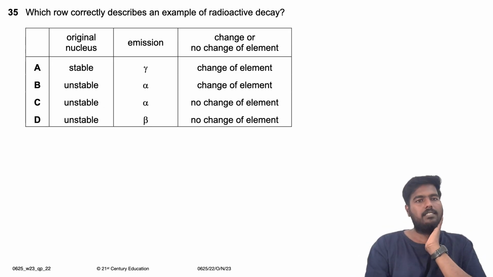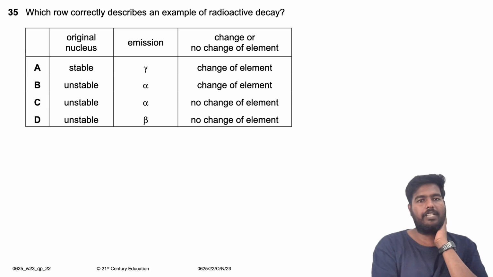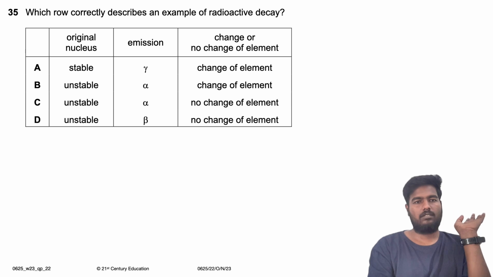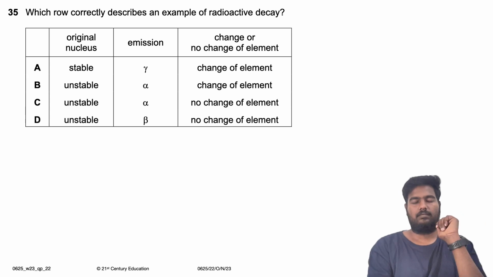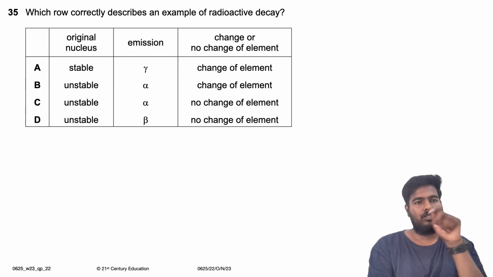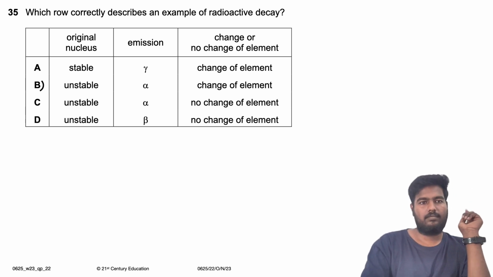Which row correctly describes an example of radioactive decay? Okay. So first, radioactive decay will happen only if the element is unstable, so option A is wrong. And only for gamma will the element not change. For alpha and beta, the element will change. So options C and D are wrong. So B is the right answer.